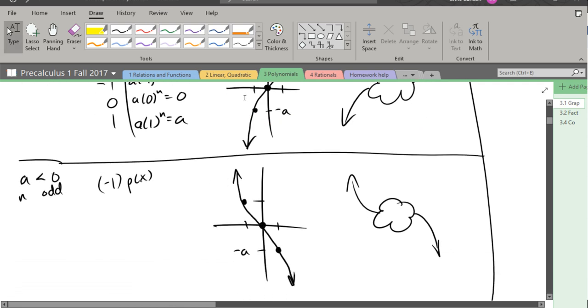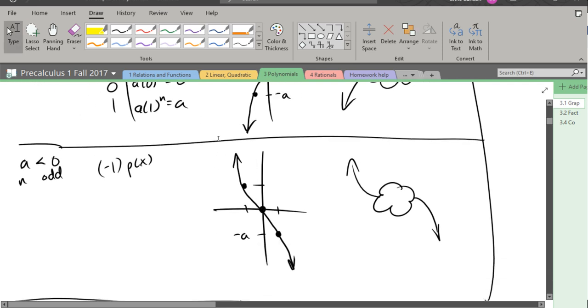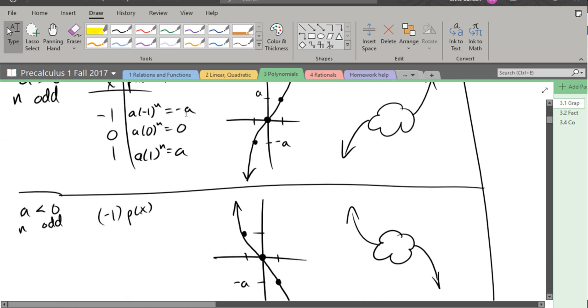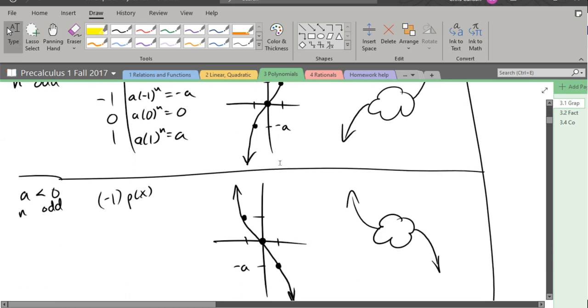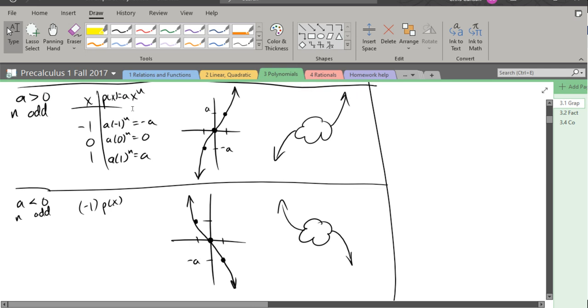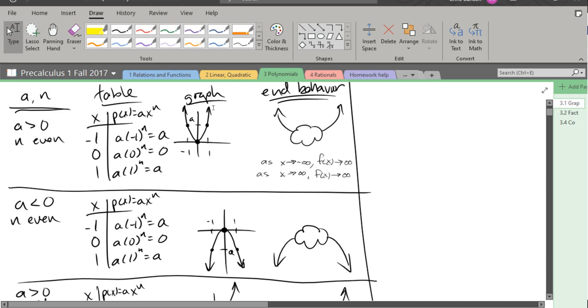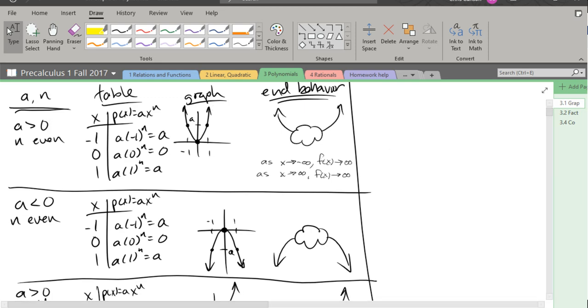And the last one, a is negative, n is odd, so you get the same table of values, except now a is negative, so these are the three points you get on your graph, and the end behavior is up on the left, down on the right. So you might be wondering, how can you remember these? Just think odd, they don't match. These are both odd, and the end behaviors are opposites. Now what happens in even? Even is a parabola, so they match. They're both up or they're both down.